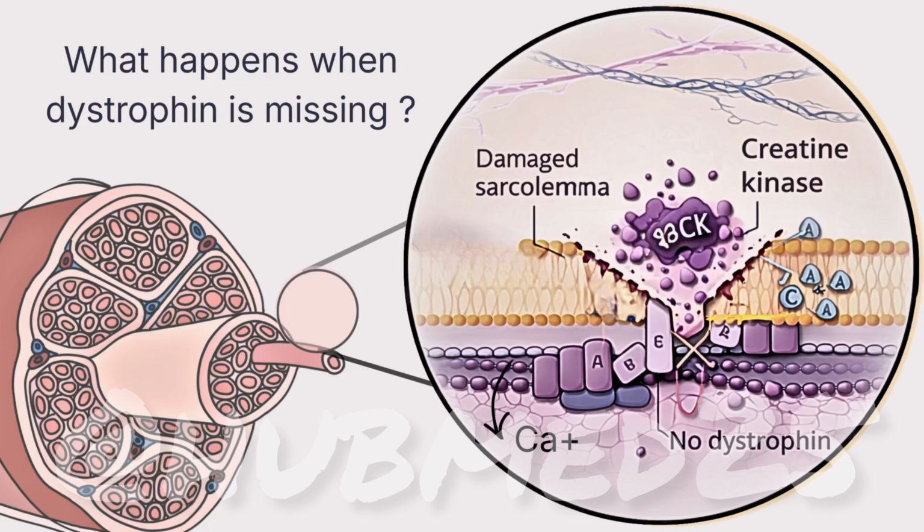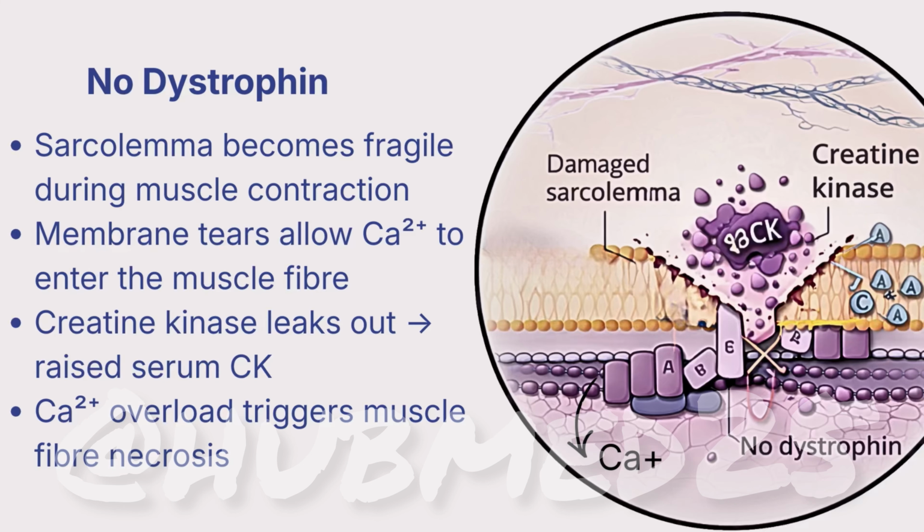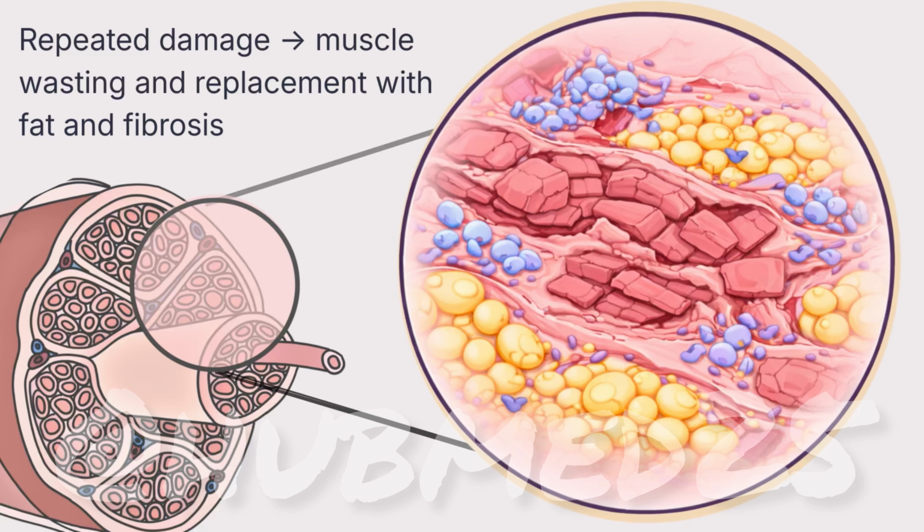When dystrophin is absent, the muscle cell membrane, the sarcolemma, becomes fragile. Tiny tears form during contraction. Calcium rushes into the muscle fiber. Creatine kinase leaks out into the blood, and this calcium overload triggers muscle fiber necrosis. This explains why patients have very high creatine kinase levels. Muscle cells are constantly breaking down. Over time, the body can't regenerate muscle fast enough. With repeated injury, normal muscle tissue is gradually replaced by fat and fibrous tissue. This leads to muscle wasting, loss of strength, and visible deformities.